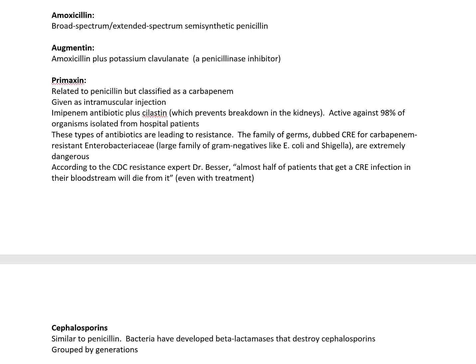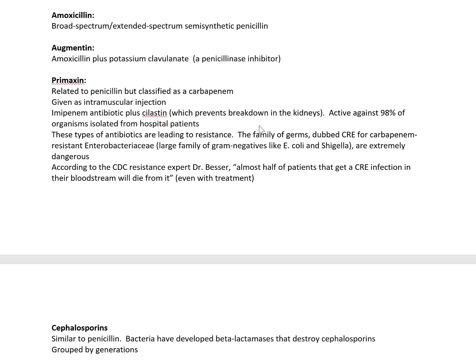So, all right. So what Primaxin is, it is a carbapenem. You do have to give it as an injection. It's actually an imipenem antibiotic plus something called cilastatin, and the reason that's important is it keeps it from breaking down in the kidneys. So what's crazy, and these numbers will certainly change, is that right now it's supposed to be active against 98% of organisms isolated from hospital patients. So that's pretty crazy. But that is going to change with this CRE. So Primaxin is a great antibiotic. It's a very effective antibiotic, and the cilastatin actually makes it more effective by keeping it in your body longer.